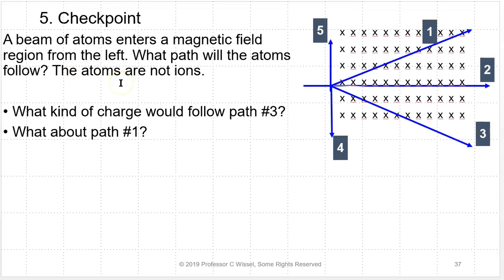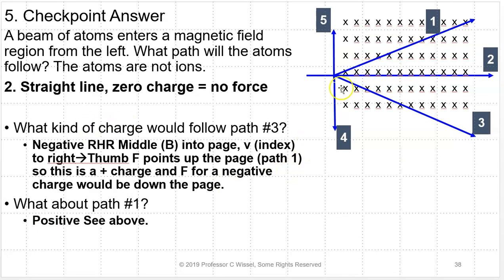A beam of atoms enters a magnetic field region from the left. What path will the atoms follow? The atoms are not ions. And what kind of charge will follow path number 3? And what about path number 1? Well, if they're not ions, they're going to be going in a straight line, so that's path number 2. What kind of charge will follow path number 3? And what about path number 1?